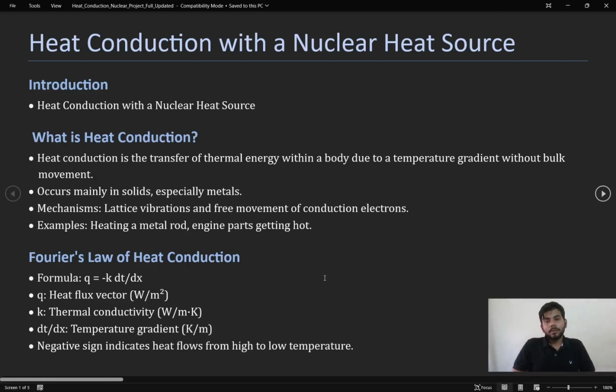Hello everyone, myself Abhishek, and today we are here to discuss how heat conduction takes place within the nuclear heat source. So, first we will talk about what is heat conduction.